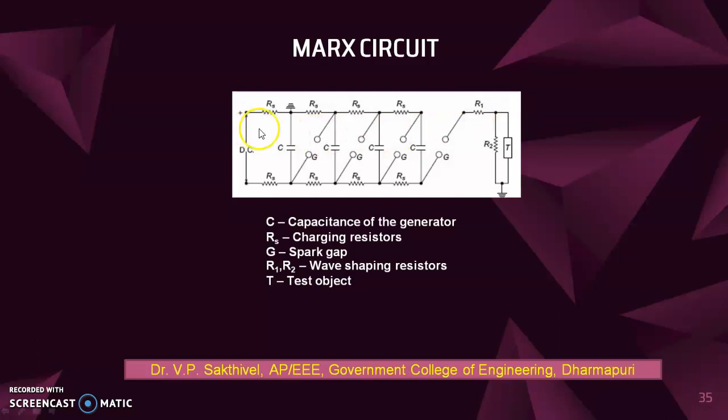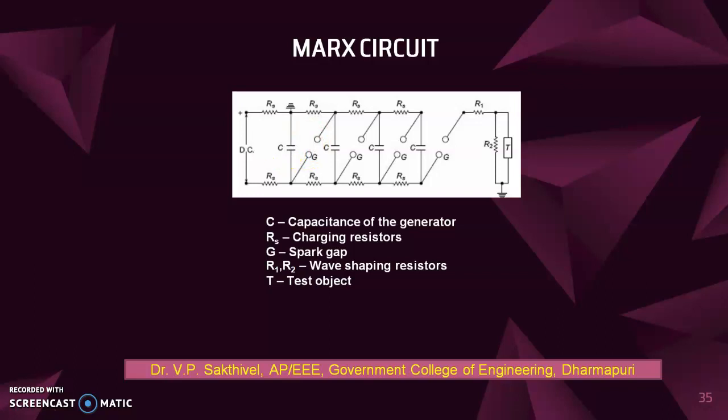And here you see that first the capacitance C is charged, after that the gap sparks, then the passage comes like this. Then finally the voltage is passed through R1 and R2, then finally the test object. Okay, that is the generator capacitance C. This C is first charged and then discharged into the wave shaping circuits.